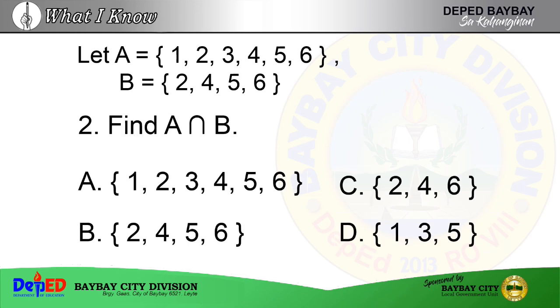Second question, find A intersection B. Letter A, set of 1, 2, 3, 4, 5, and 6. Letter B, set of 2, 4, 5, and 6. Letter C, set of 2, 4, and 6. Letter D, set of 1, 3, 5. For those who answer B, good job! You are correct.